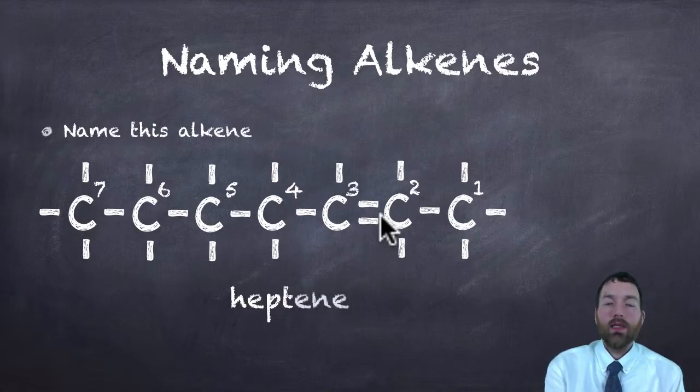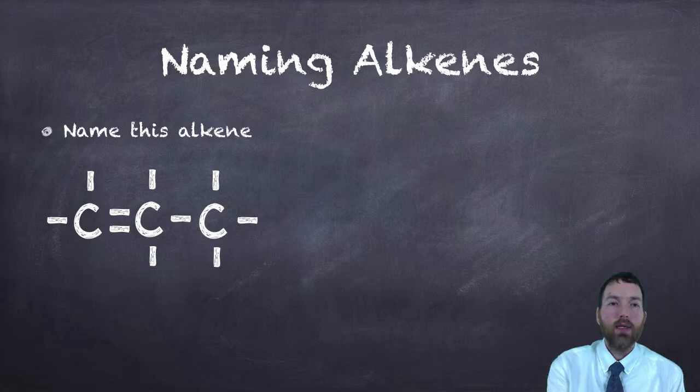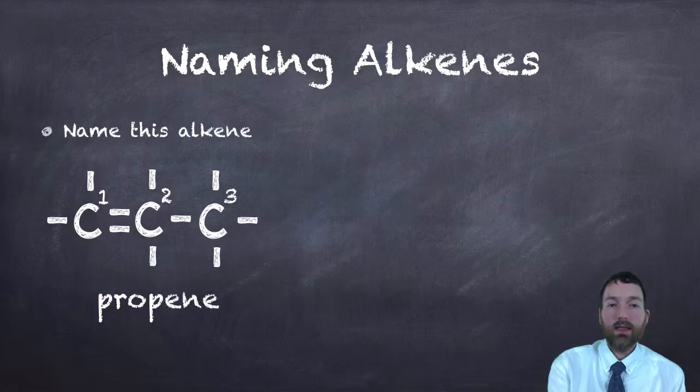So this is an alkene because I have a double bond, and then I give a number to the double bond. It is bonded to the second carbon atom, so this is 2-heptene. Okay, next, I'll number the carbon atoms left to right, so that will give my double bond the lowest number. I have 3 carbons in a row, so that prefix will be prop. This is, of course, an alkene because I have a double bond.